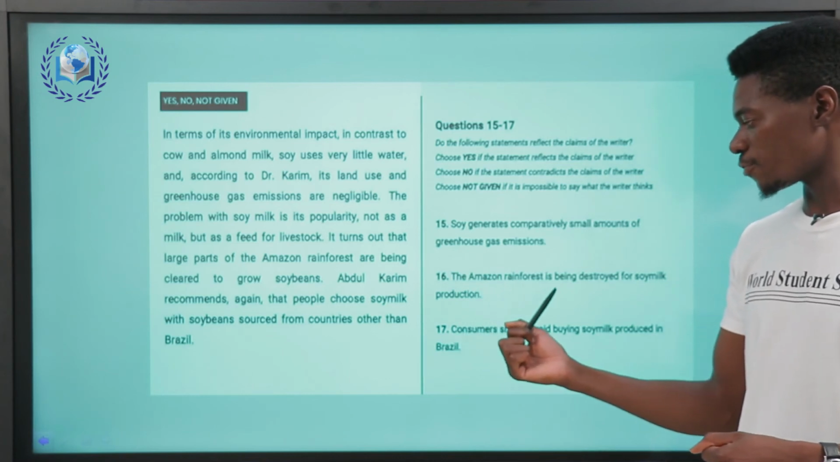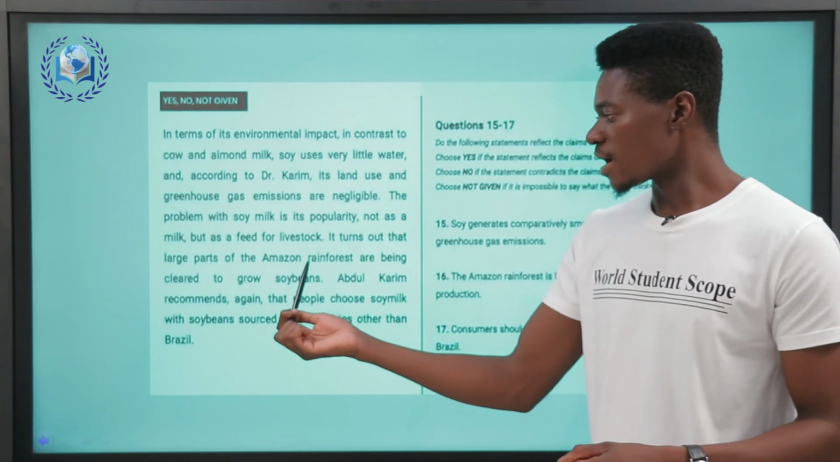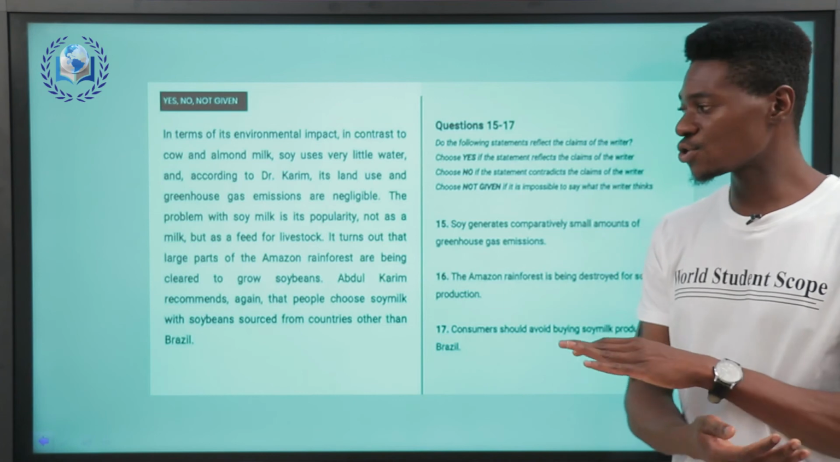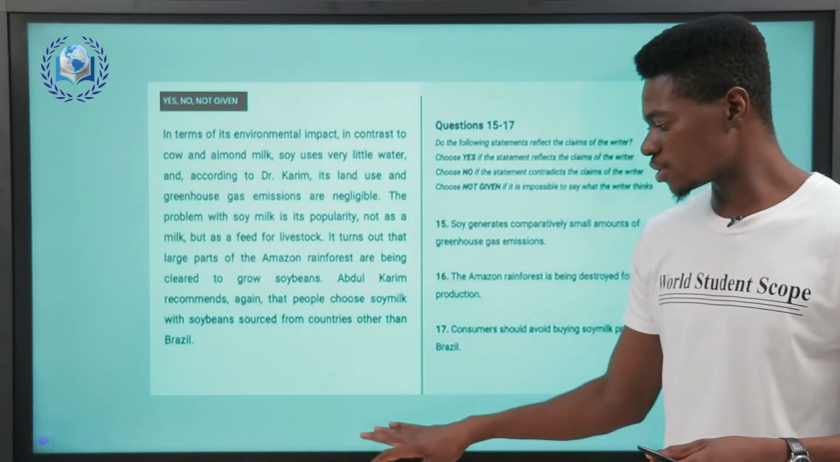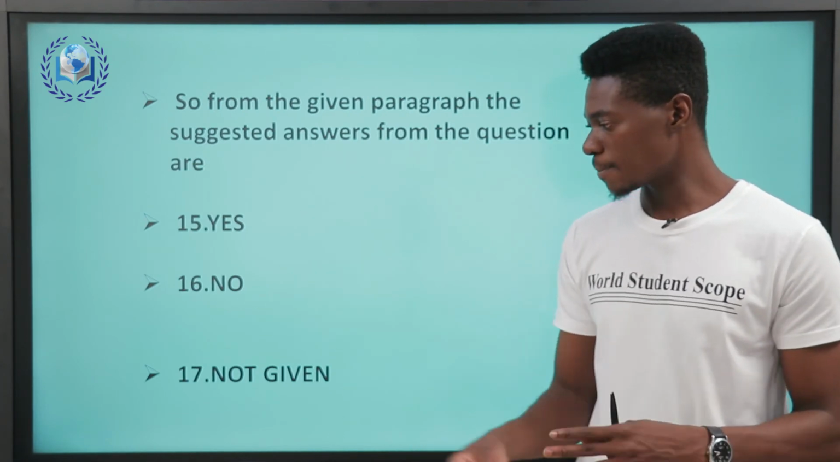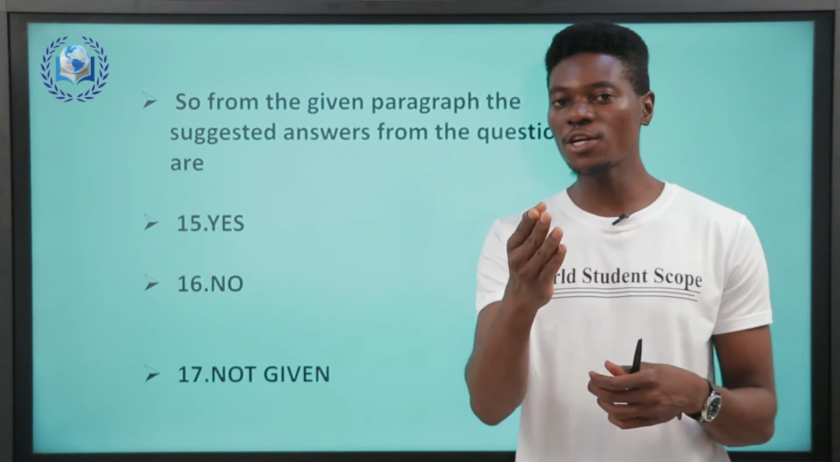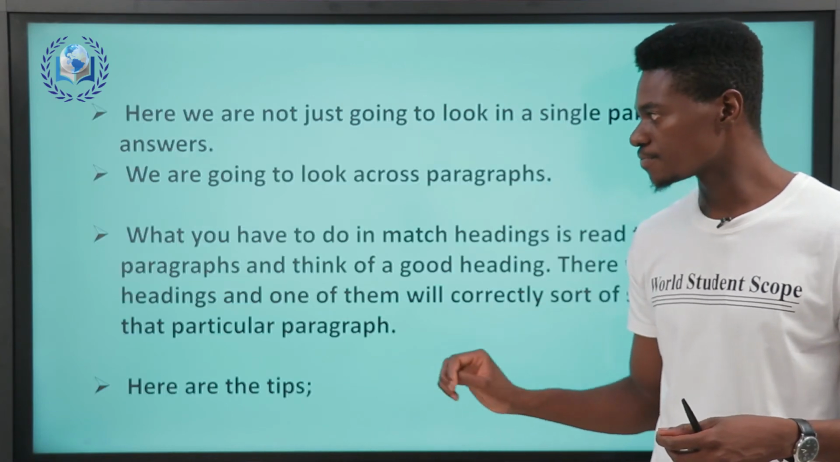We have Amazon rainforest is being destroyed for soy milk production, and here Amazon rainforests are being cleared to grow soybeans. So the answer is probably no. Now let's try to take a look. Your answer is no. This one. Then the next question, which I understood you have solved and you got it right by using these tips, it will be not given.